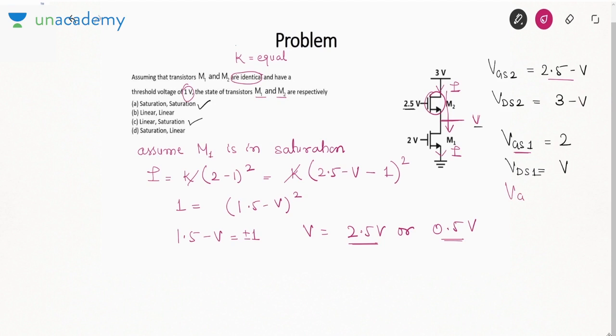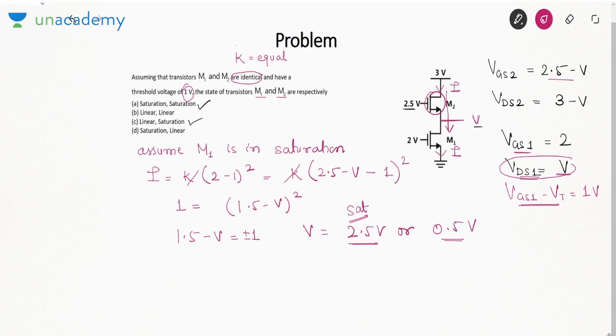Here we know VGS1 minus VT is actually 1 volt. If V is 2.5, then VDS1 is 2.5. It will be greater than VGS1 minus VT, right? VDS1 is equal to V, so it will also be 2.5, which means it will be greater than VGS1 minus VT. That means it will lead to saturation region.